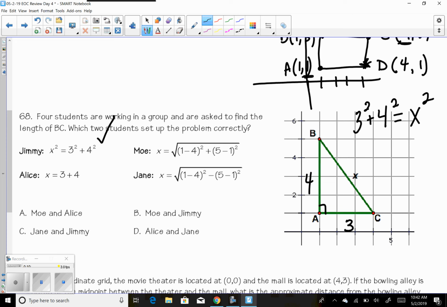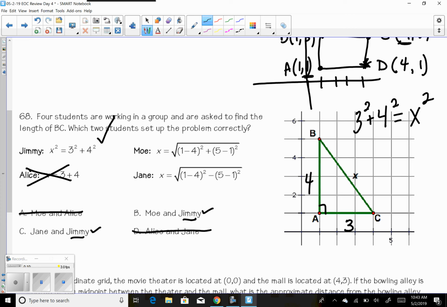Let's see, Jimmy did it right. But look at my answer choices. I've got multiple people here. Alice is out. Alice didn't really know what she was doing right there. So any choice I see that has Alice, I'm going to eliminate. Smart test taking, process of elimination for some of them. So Jimmy, look, here's Jimmy. He's here and here. So we got Jimmy. So now we need to figure out, what about Mo and Jane?